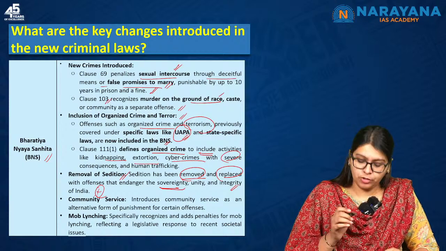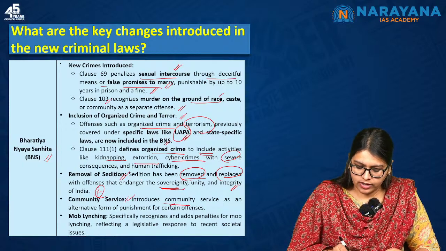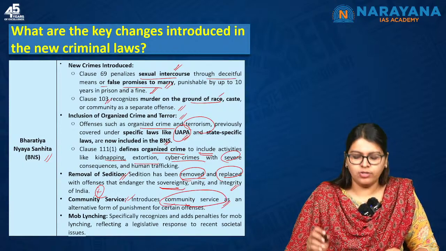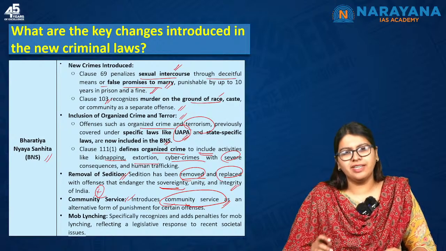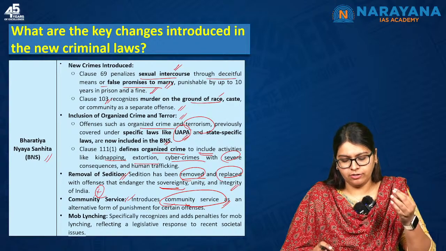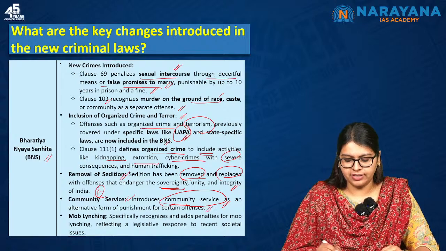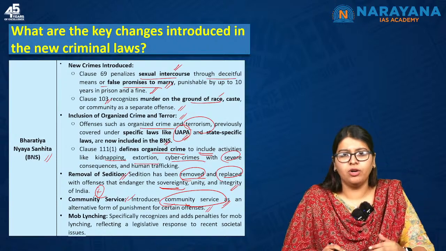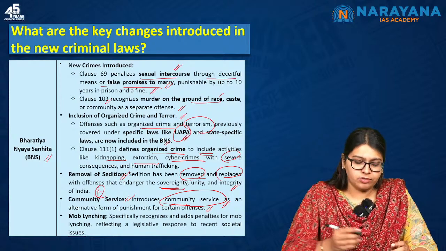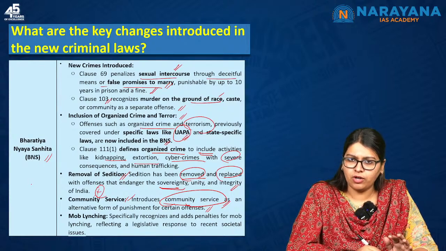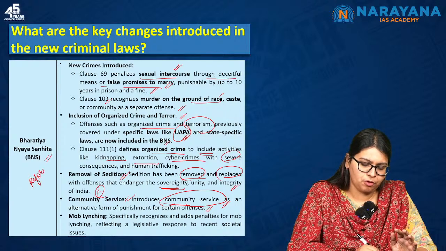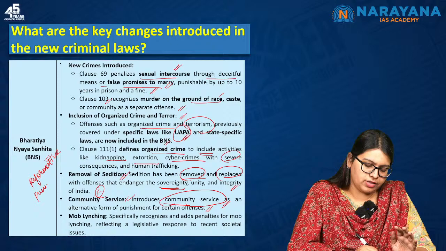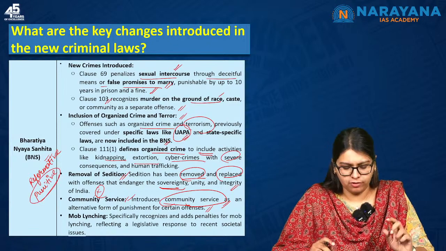Next one is community service. This introduces community service as an alternative form of punishment for certain lesser severe offences. Community service is given as a compensation or a kind of punishment. That is why these new criminal laws are said to be reformative in nature rather than punitive, which would give you capital punishment or an extreme form of punishment for your offences.